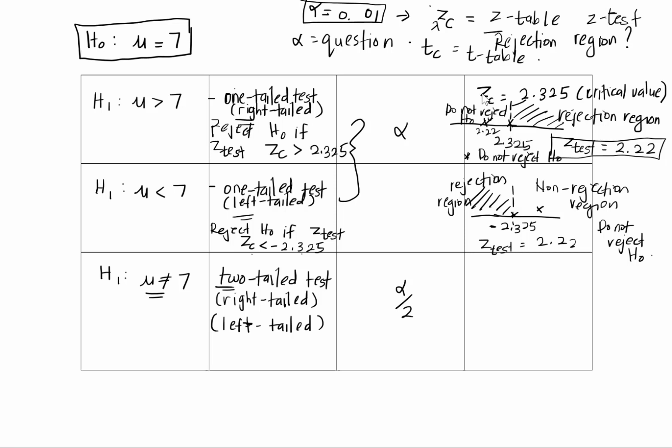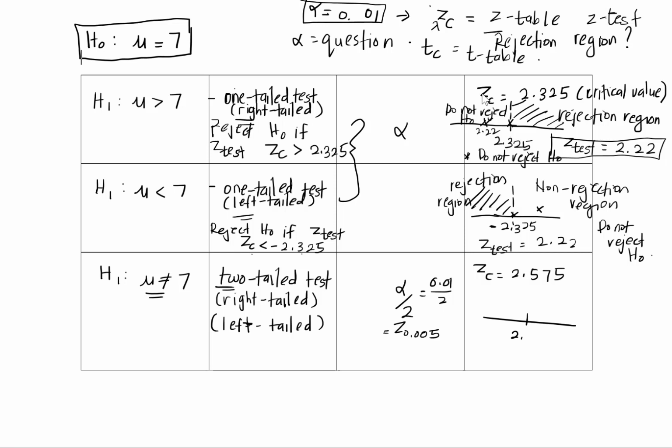Okay, then you will get 0.01 divided by 2, then you get 0.005. Okay, so if you look from the Z table for the critical region, you get your Zc equal to 2.575. Okay, now we have the right tail. So this is our critical region.